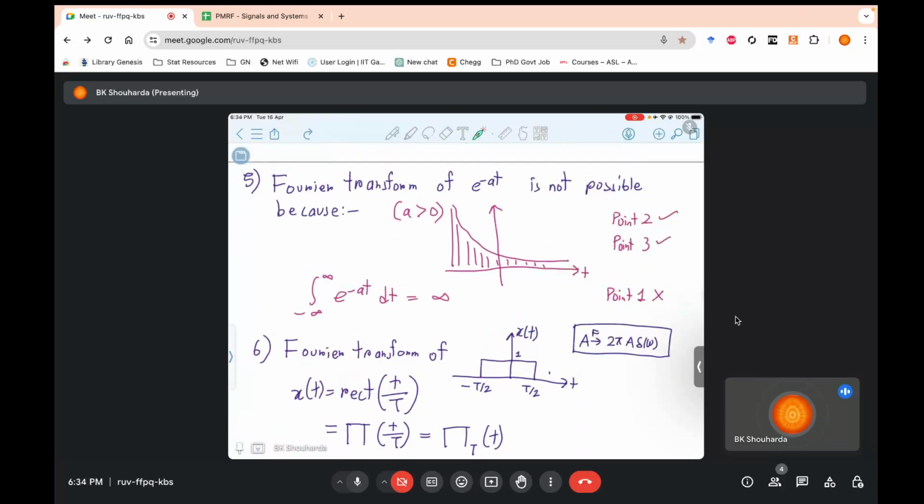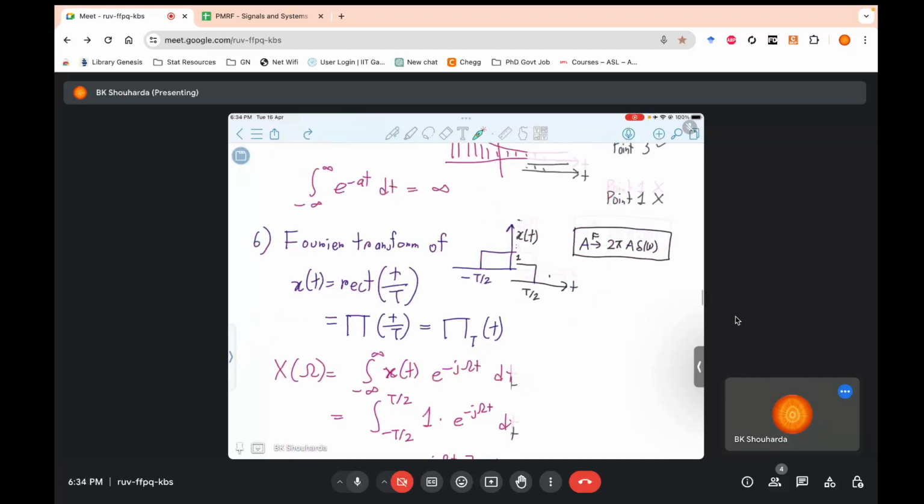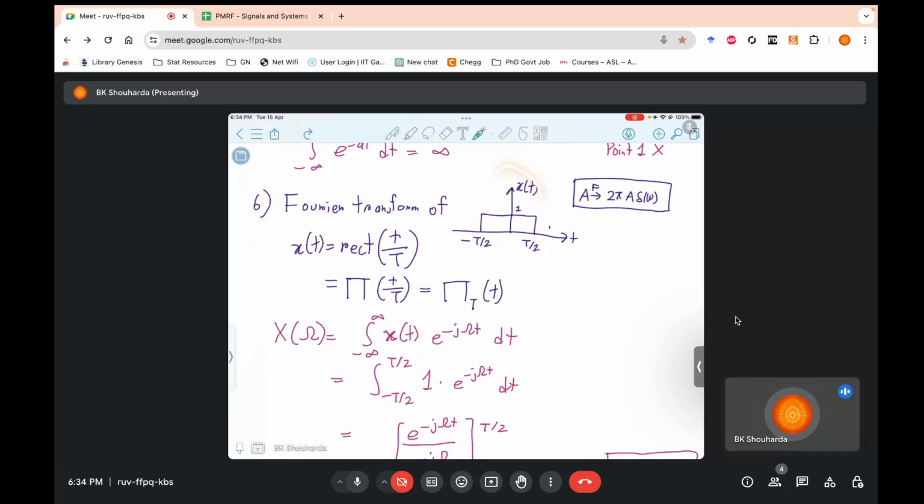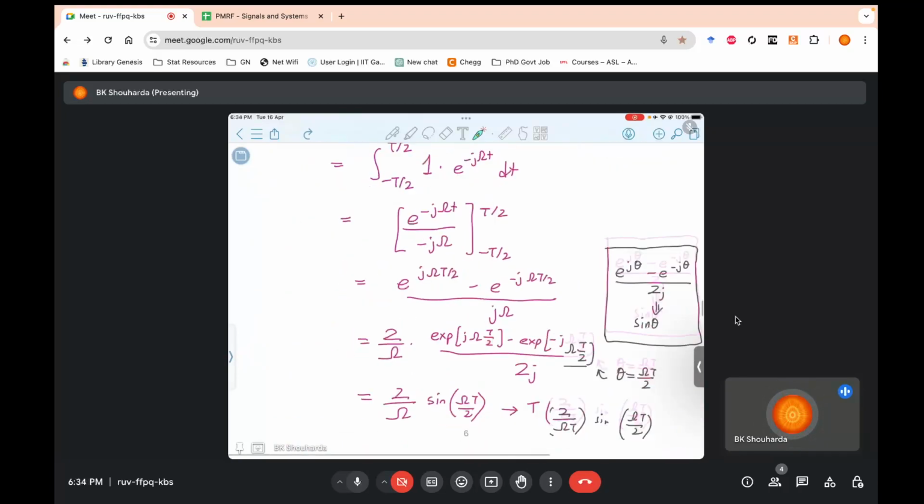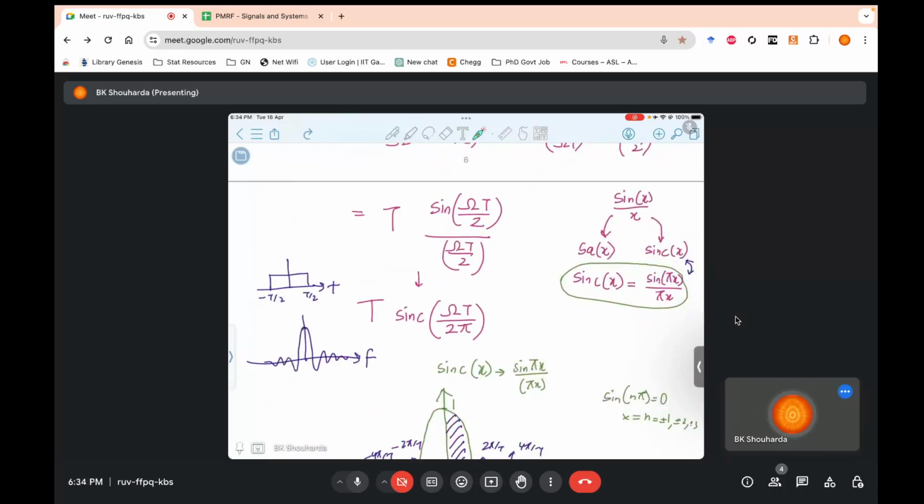Okay, so this is the question: why is the Fourier transform of e to the power minus at not possible? It's obvious, because of the absolute integrability. So this is a critical signal, the pulse signal. The pulse signal has a Fourier transform which looks like a sinc.